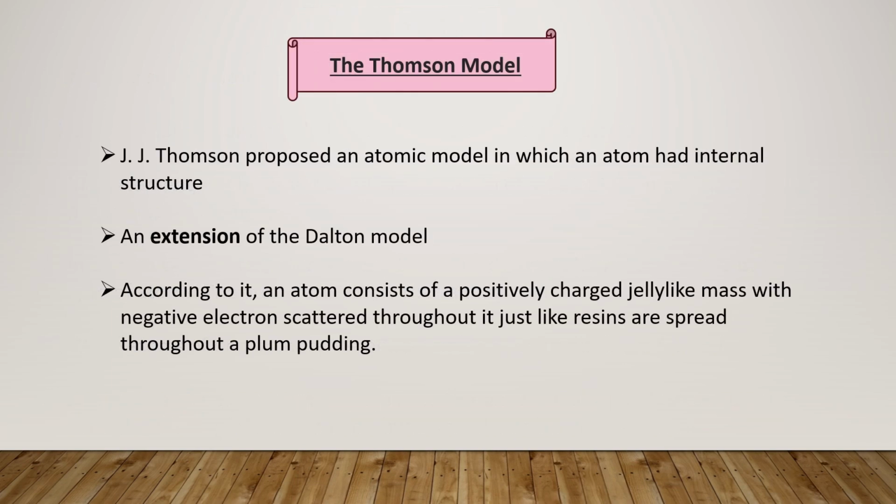The Thomson model. J.J. Thomson proposed an atomic model in which an atom had internal structure. It was an extension of the Dalton model. According to it, an atom consists of a positively charged jelly-like mass with negative electrons scattered throughout it, just like raisins are spread throughout a plum pudding.